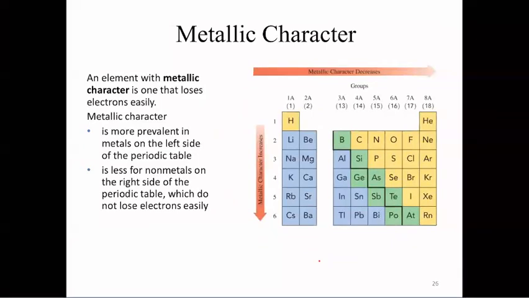Any questions when it comes to the trends in the periodic table? Excellent. So this completes all the material that we need to know for exam number 1.